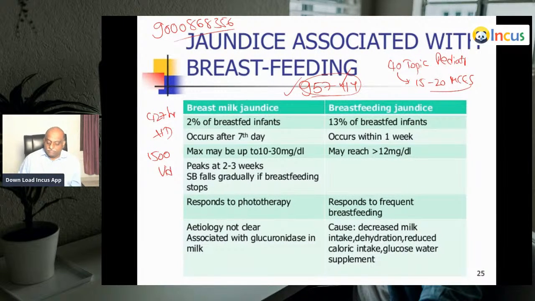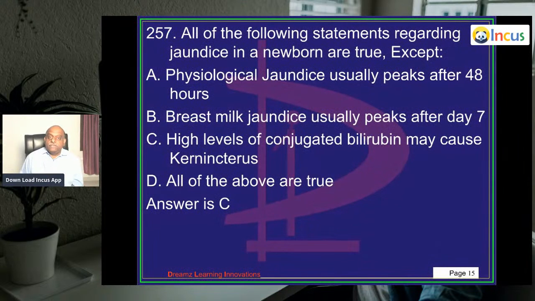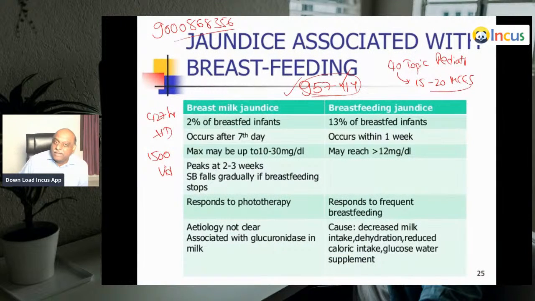Okay, so now doctor, physiological jaundice usually peaks after 48 hours. Breast milk jaundice peaks after day 7. It is the unconjugated bilirubin which can cross the blood-brain barrier, leading to the development of kernicterus, is what you need to remember. Now, breast milk jaundice versus breastfeeding jaundice, both involve breast, but there is a difference. Favorite MCQ of examiner.